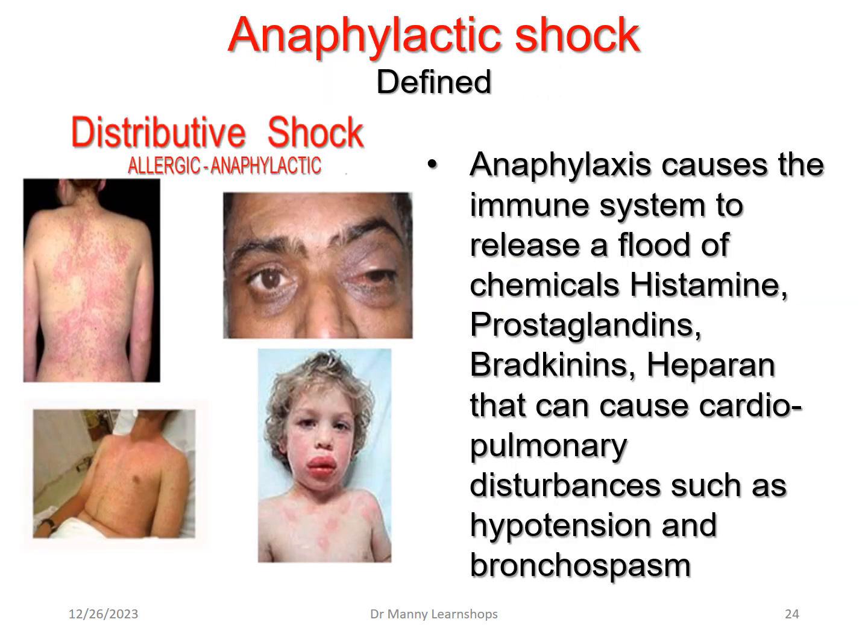Now let's look at anaphylactic shock. Anaphylactic shock is really defined as a severe allergic reaction that results in hypotension and potentially life-threatening situation. We know it as distributive shock because they haven't essentially lost any volume, it's just in the wrong place. And this typically occurs when your immune system releases a lot of histamine, prostaglandins, bradykinins, heparan, which cause hypotension and bronchospasm.